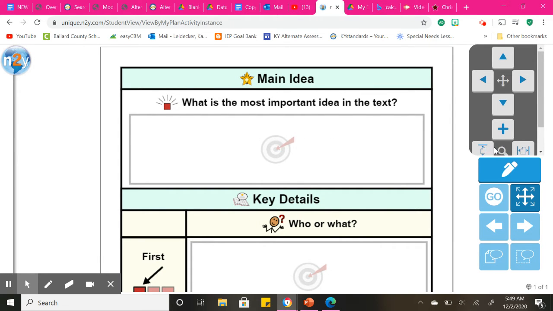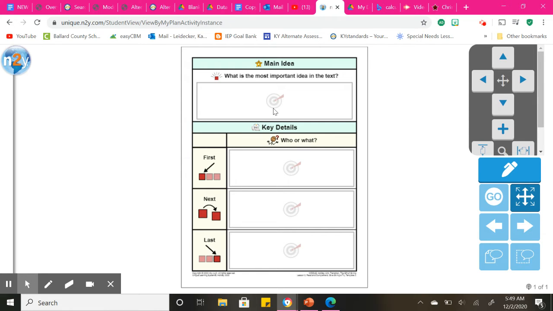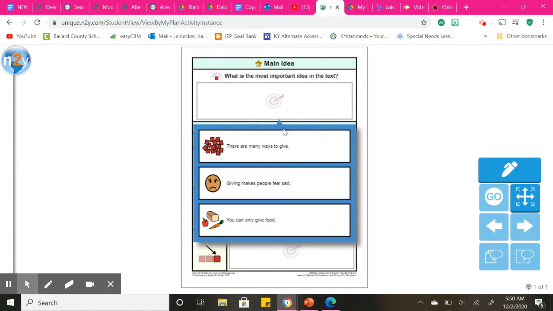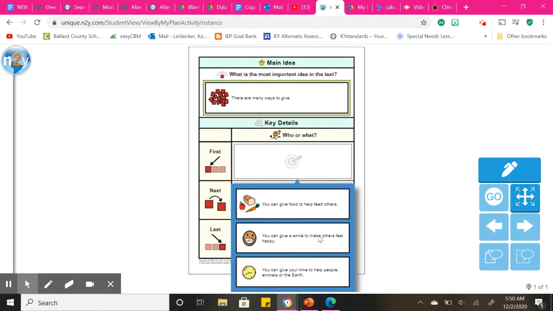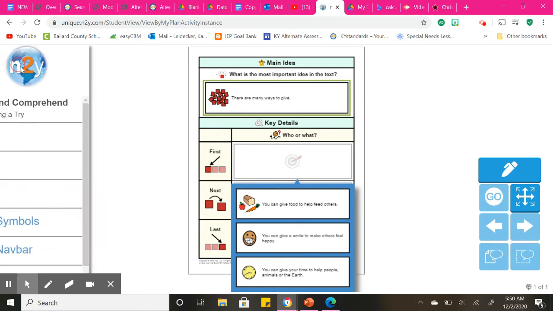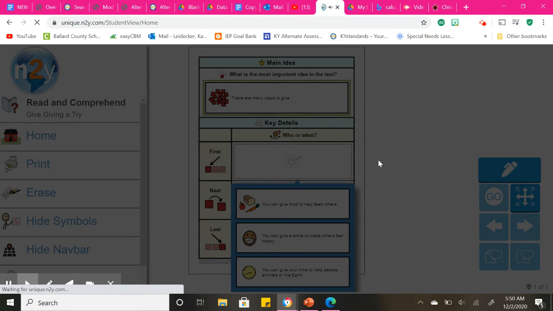All right, I wanted to do this one with you. So what is the most important idea of the text? So this is based on the book Giving. Giving is caring. So there are many ways to give. Giving makes people feel sad, or you can only give food. So there are many ways to give. That's the main idea. That's what that book was mainly about. And then you'll complete the rest of these based on the main idea of there are many ways to give and care for people during the holiday season.